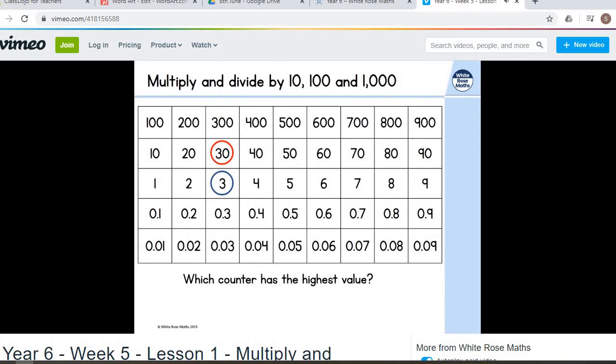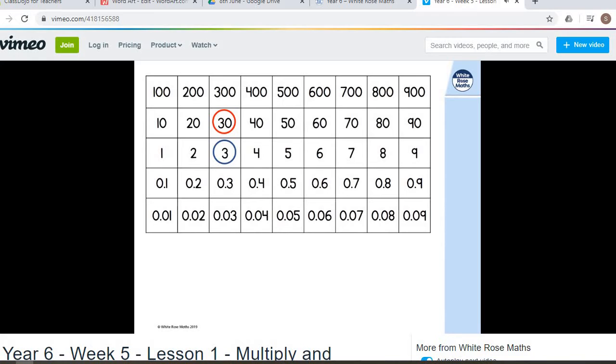So which of the 2 counters is the highest value? Well, hopefully you recognise the red as the highest value. So how many times greater is the red counter when we compare it to the blue counter? Let's think about that question. Well, comparing 3 to 30, 30 is 10 times greater than 3. And 3 times 10 is 30.